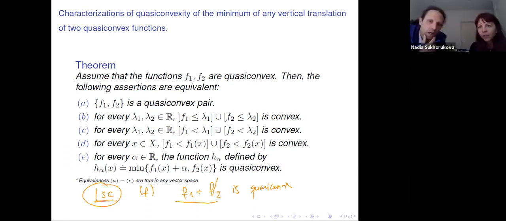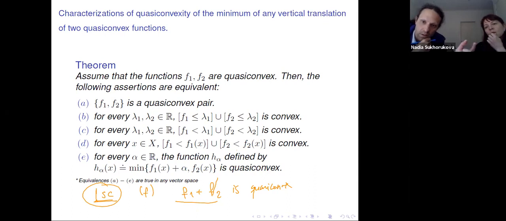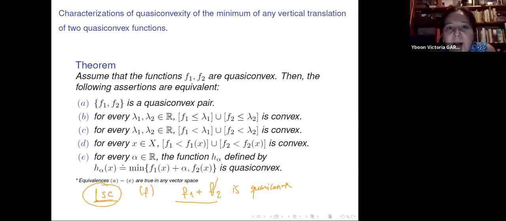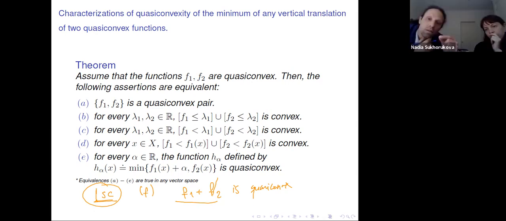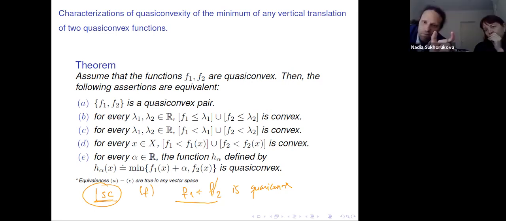Okay. I have a question, Yboon. Thanks for the presentation. It was really quite enjoyable and very nice. Suppose you have 3 functions, and each are pairwise a quasi-convex pair. Do they form a quasi-convex family? Yes, I presented only part of the result. In general, we have a result for a family. This is only for 2, but the general result is for a number, and can even be infinite.